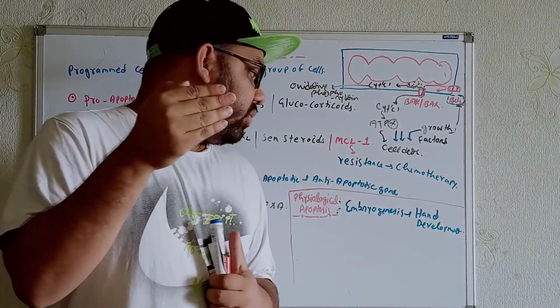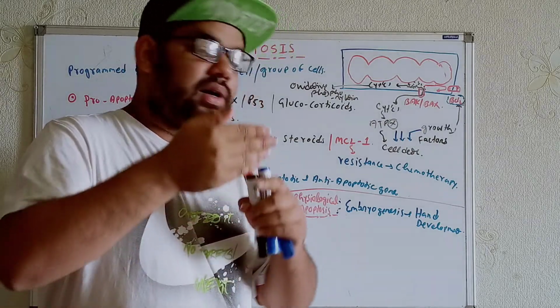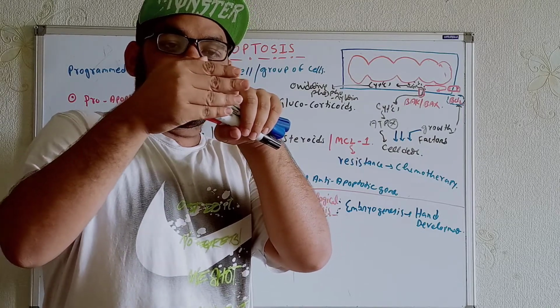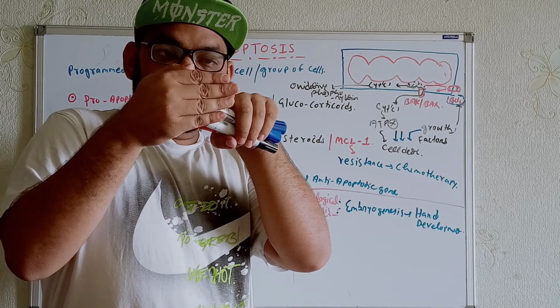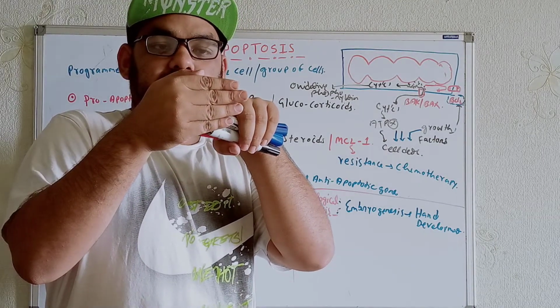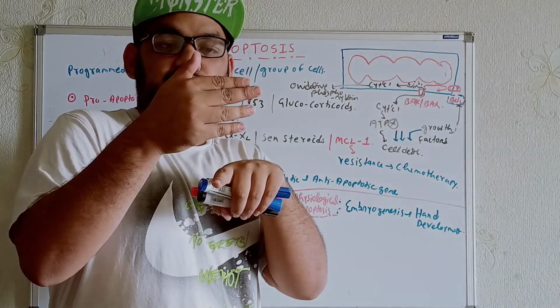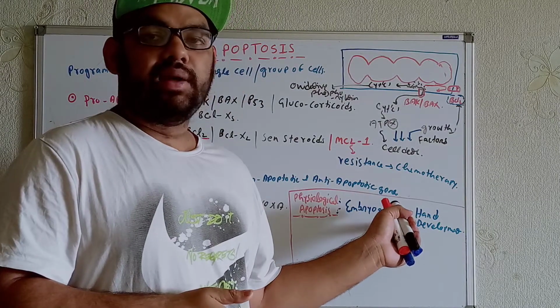Now we know that whenever the process of embryogenesis is there, in between these two fingers there will be the process of apoptosis. As a result, the cells in between the two fingers will just undergo apoptosis. Then we can stretch just like this, so we can walk in a better way. So it's physiological apoptosis, embryogenesis in the hand development.